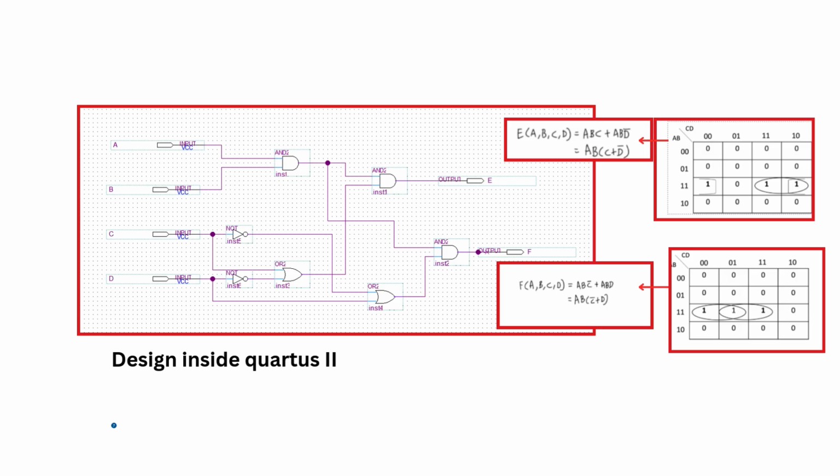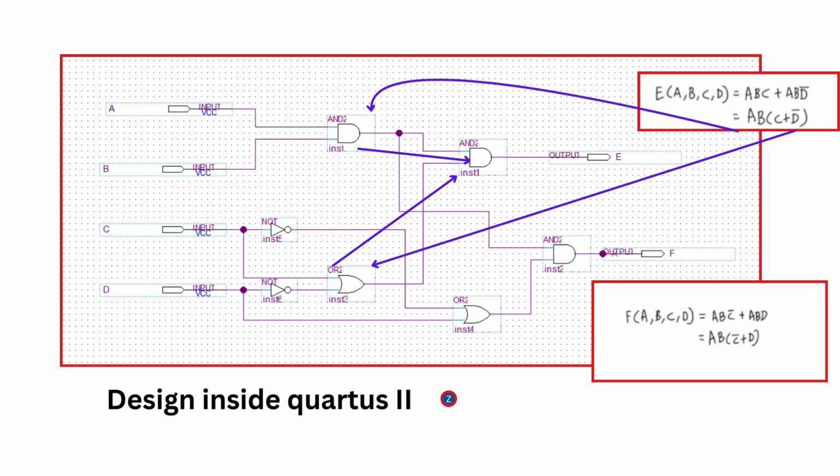As you can see from the truth table, we have to create two K-maps for simplification because we have two outputs. The first one is for E and the second one is for F. From the final equation, we drew the equation inside Quartus. For E, the final equation is A B times (C plus D bar).